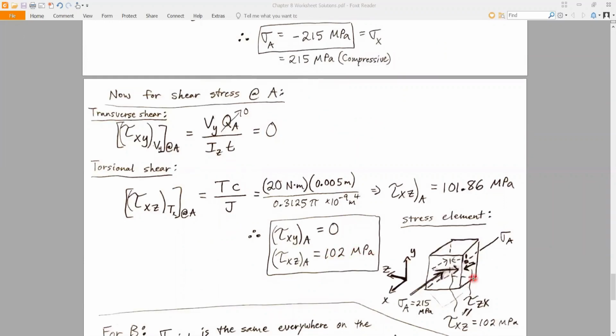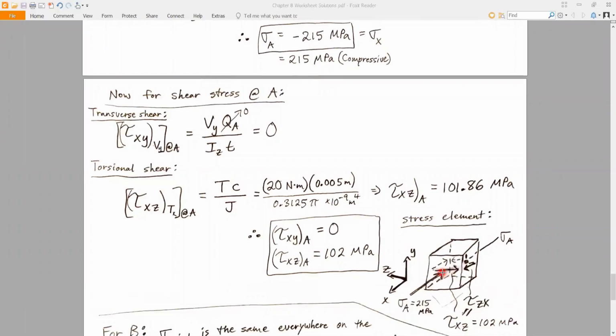And then if we draw that on a stress element, our x-axis is going here, so that was our normal stress compressing on our element. And then on our x face in the z direction, the torque was going around clockwise, so at the top it was going to the right.